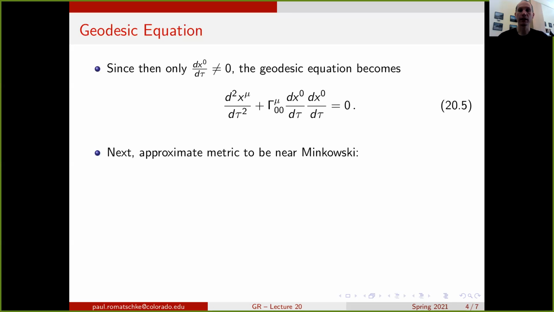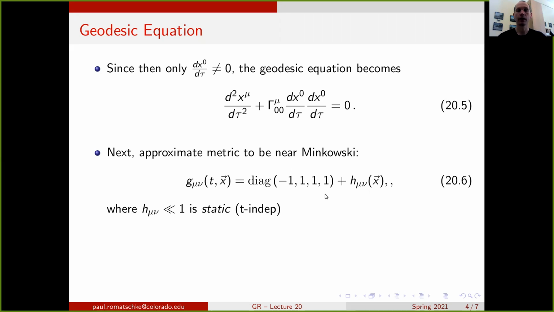Next, we want to approximate the metric to be near Minkowski. We do this by writing g_μν in terms of the Minkowski metric, which is just a diagonal metric in 4 dimensions, which has a -1 in the time-like direction, plus a term which we call h_μν, which is a 4x4 matrix that is supposed to be small compared to the leading order Minkowski metric. In addition, we assume that this deviation from the Minkowski metric is also static, meaning that it's independent of time and can only depend on space.